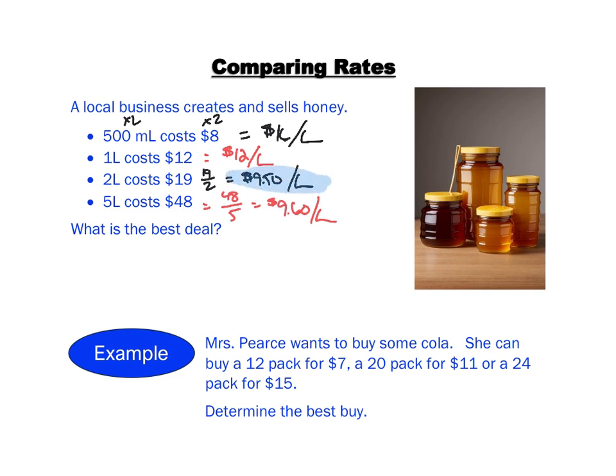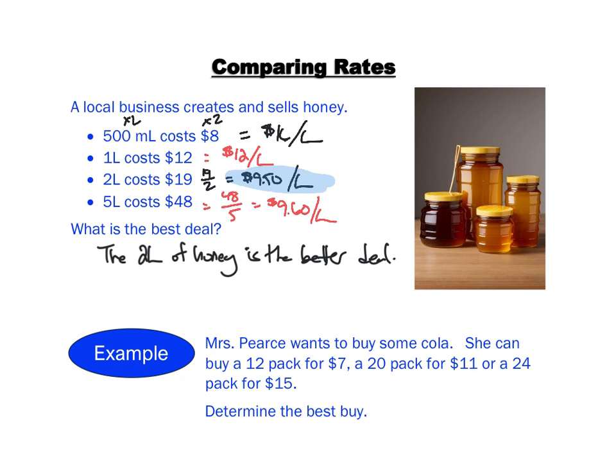So now, this is the best deal. So that's what we're going to say. We're going to say the 2 liter of honey is the better deal. So again, if we have to do a question like this, you have to show your work, which we just did.